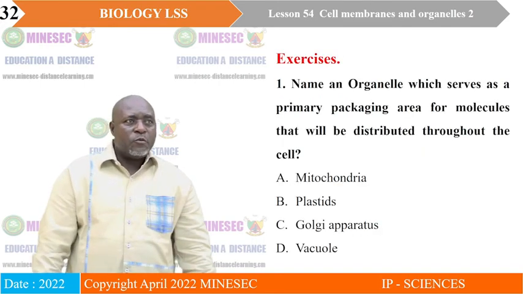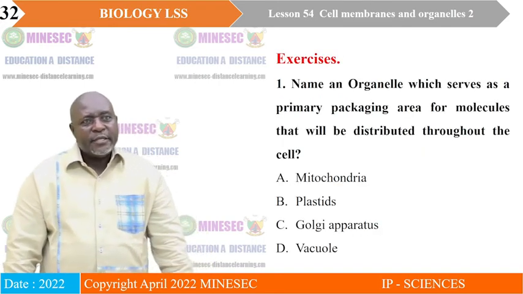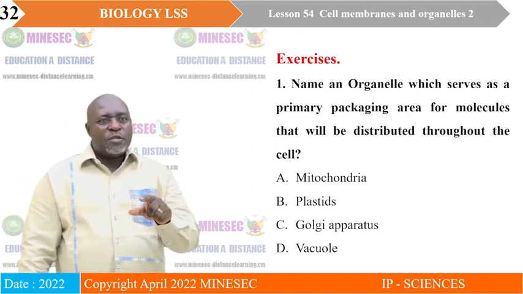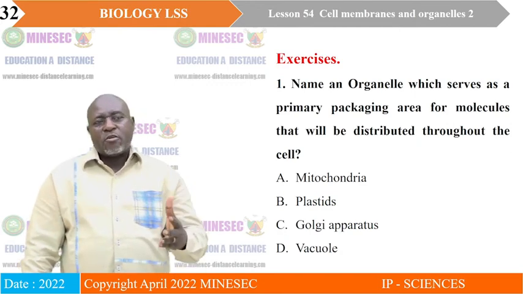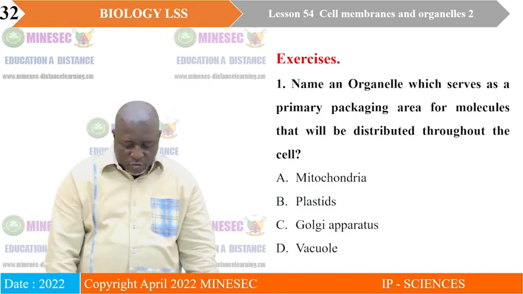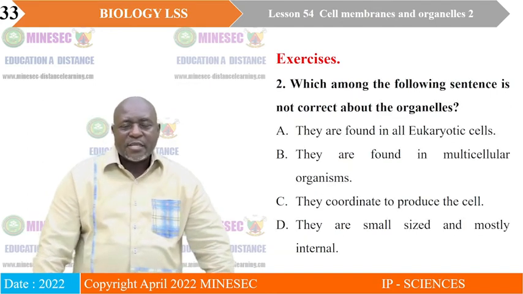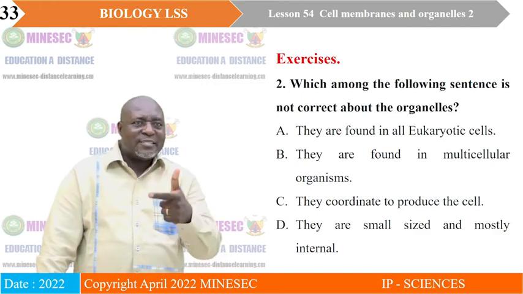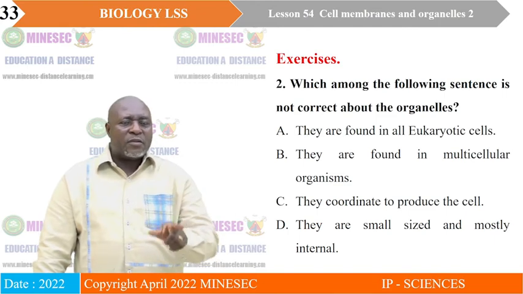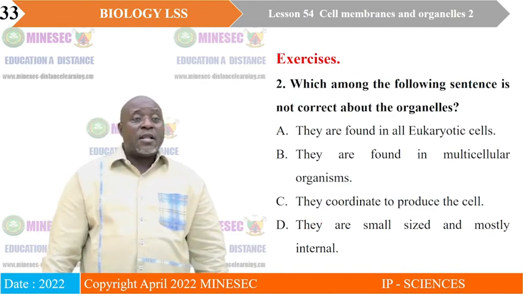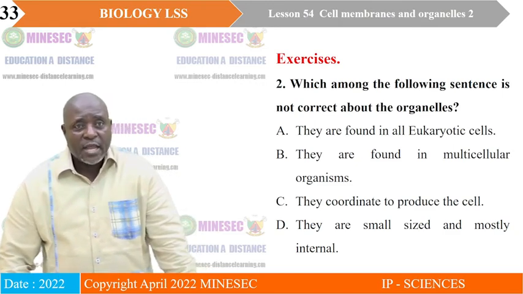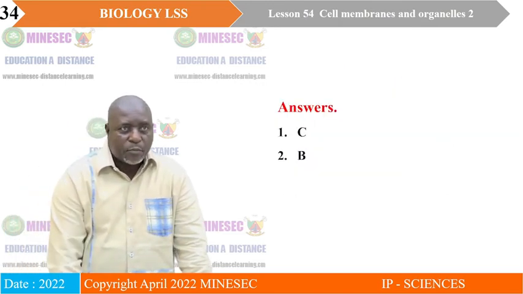So that is very important. So I leave you with this exercise. You will do it. Name an organelle which serves as a primary packaging area for molecules that will be distributed throughout the cell. Is it the mitochondrion? Is it the plastids? Are they Golgi bodies? Are they vacuoles? We're going to see the response. And the second question, which among the following sentences is not correct about organelles? Look at it. They are found in all eukaryotic cells. They are found in all multicellular organisms. They coordinate to produce the cell. They are small in size and mostly internal. So we're going to look at the plausible response.